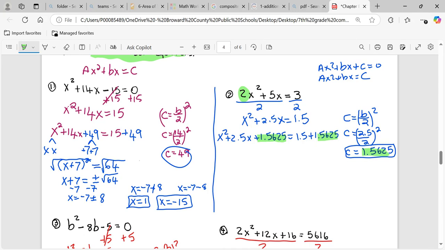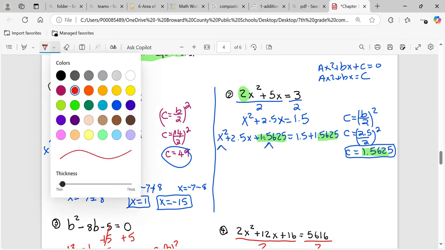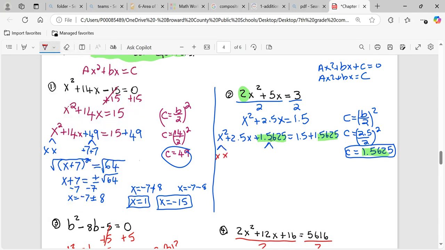So now that you have the c on both sides, let's factor this perfect square trinomial. So x squared is x and x. To get here, let's see, what is that? The square root of that is 1.25 and 1.25, because 1.25 times 1.25 is 1.5625. So it's what times what will give me that.